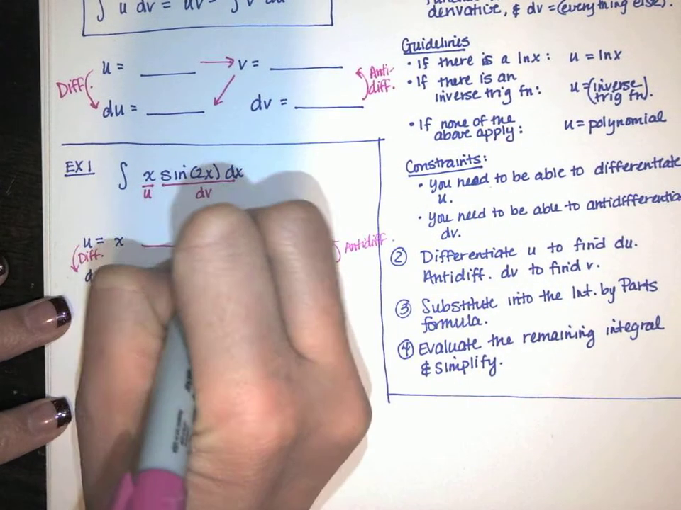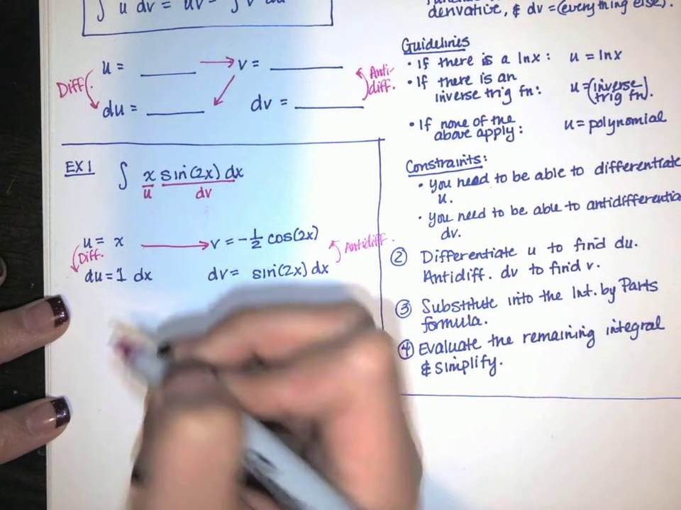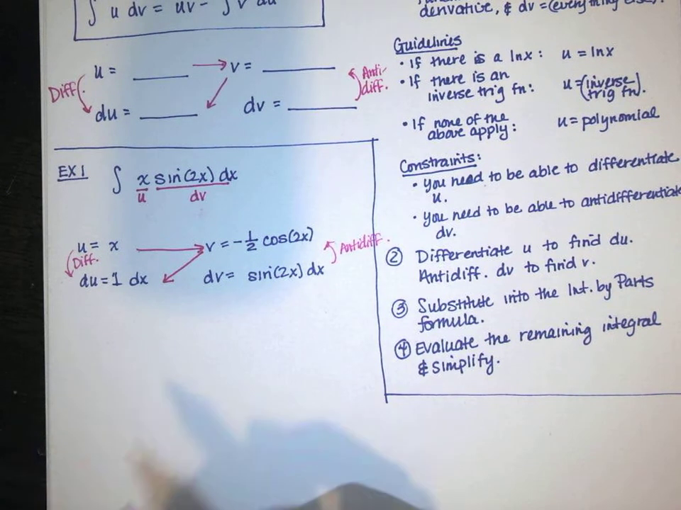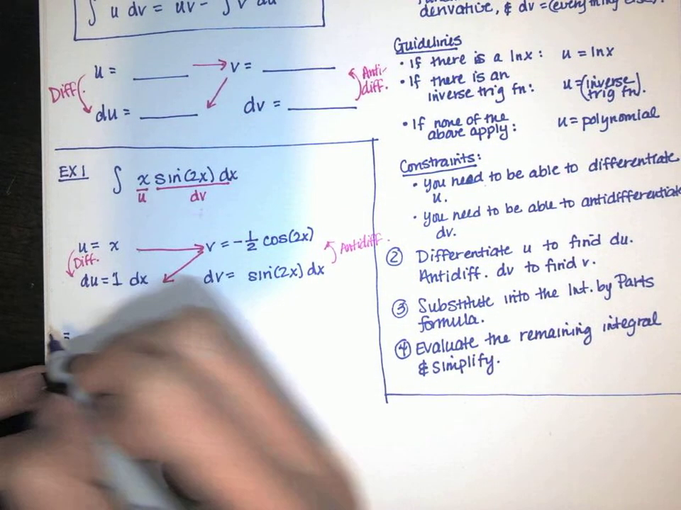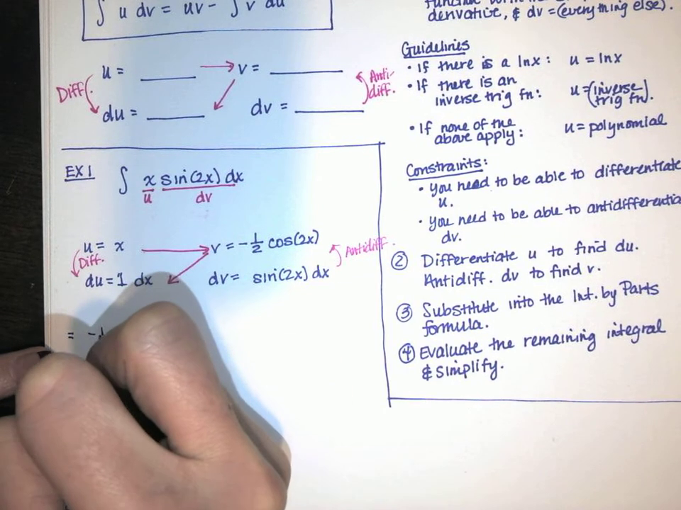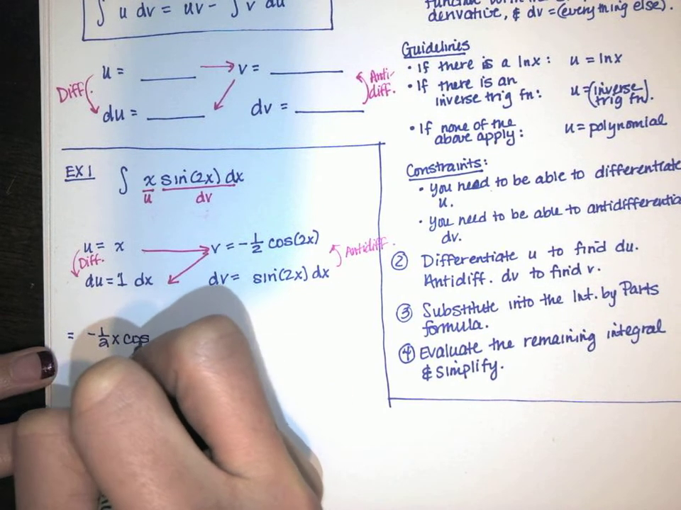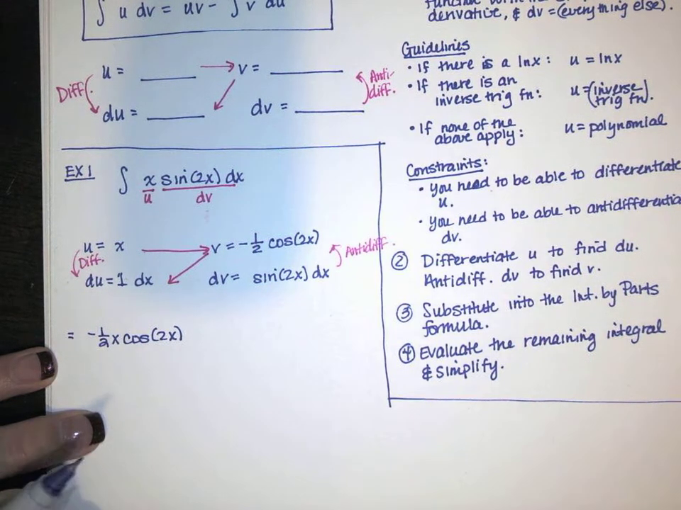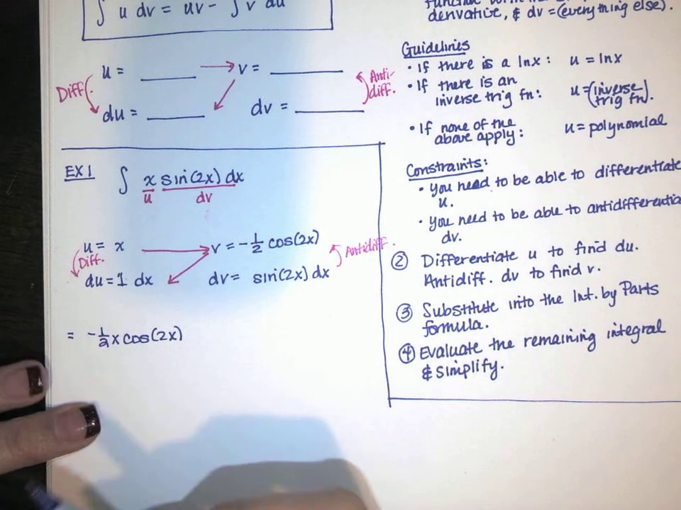We differentiate u, and we anti-differentiate dv. And now we're going to multiply straight across. That's u times v. And then we're going to subtract the integral of v du. So we substitute into our formula. U times V, that's a -1/2 x cosine of 2x. I decided to simplify as I went this time.